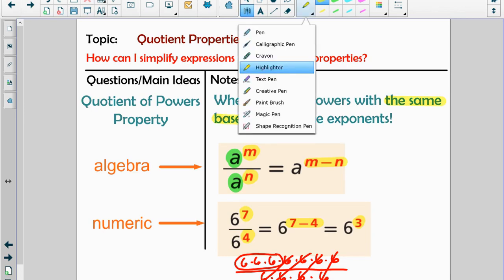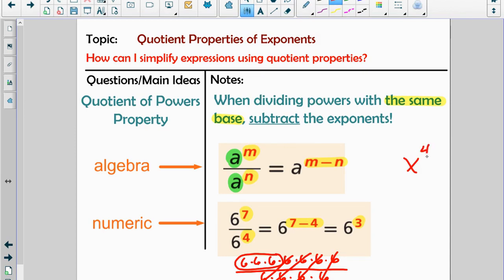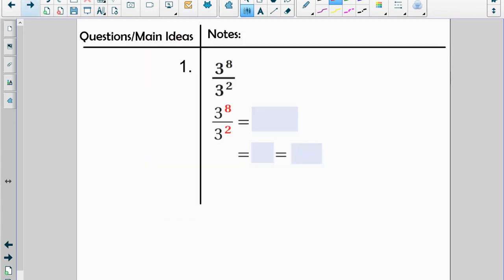If I had something like x to the 4th power divided by y squared, I wouldn't be able to do anything with that because x's and y's are different. I wouldn't be able to cancel anything out if I wrote it in expanded form. You can only cancel out factors if they're the same factor, not different.